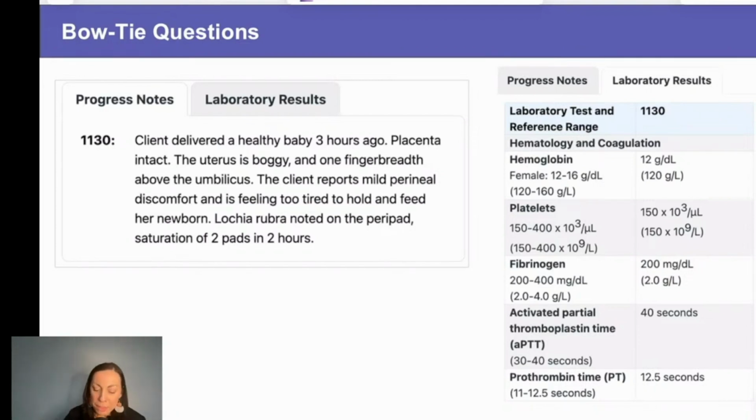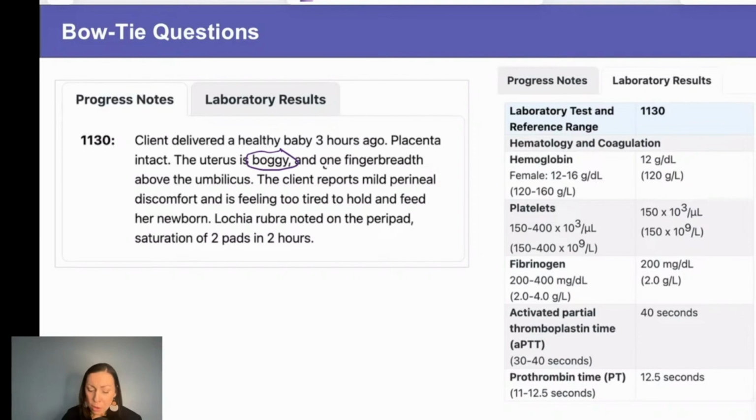Any ideas? What do we think about the uterus being boggy? Are we concerned about that? Yes or no? Yeah. Great job, that boggy uterus. We're concerned about that because the uterus should be nice and firm. Boggy equals bleeding. Just think of that, B&B, boggy equals bleeding. So that's not good.